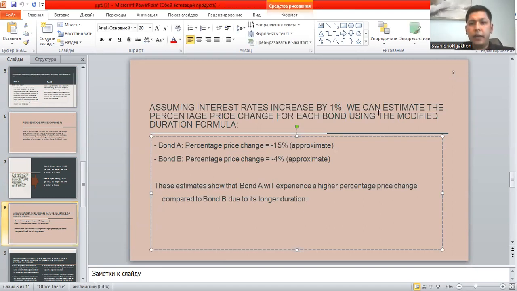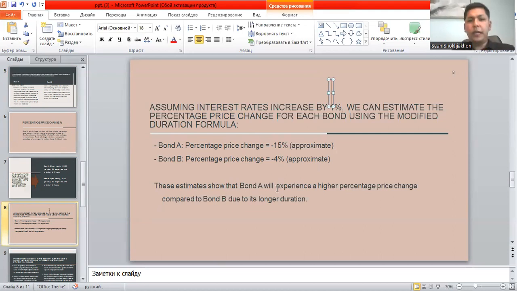We can estimate the percentage price change for each bond using the modified duration formula. Bond A's percentage price change will be approximately minus 15%. Bond B's percentage price change will be approximately minus 4%. This estimate shows that bond A will experience a higher percentage price change compared to bond B because of its longer duration.